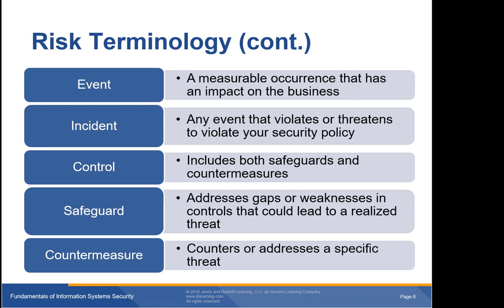You will learn more about controls, countermeasures, and safeguards later in this lesson. Many people use these terms interchangeably, although there are subtle differences. They will also reduce risk by reducing either a vulnerability or the impact of a threat. Controls include both safeguards and countermeasures. Suffice it to say here that controls are actions taken to limit or constrain behavior. Safeguards address gaps or weaknesses in the controls that could otherwise lead to a realized threat. Countermeasures counter or address a specific threat. A fire sprinkler system is an example of a countermeasure.